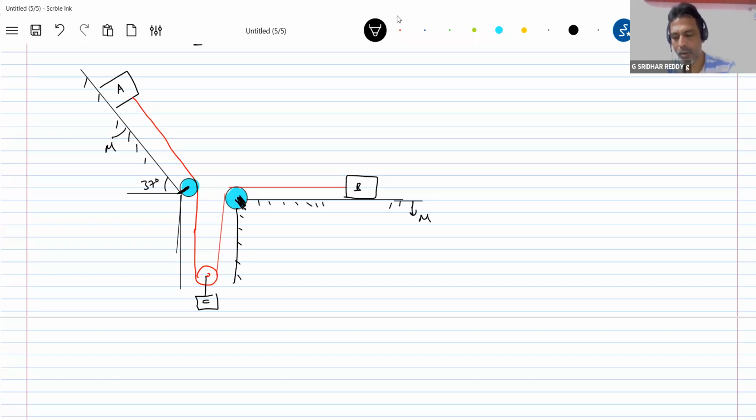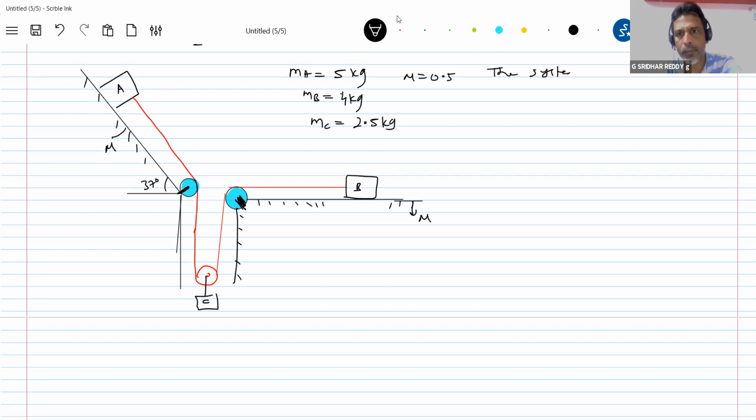So I'll give the mass of the block here. MA is 5 kg, MB is 4 kg, MC is 2.5 kg, mu is 0.5. So the system is released from rest. Find the acceleration of blocks.